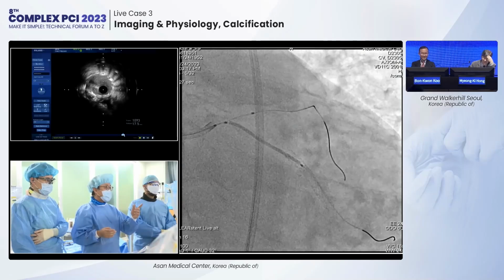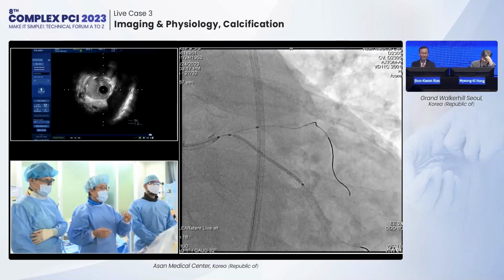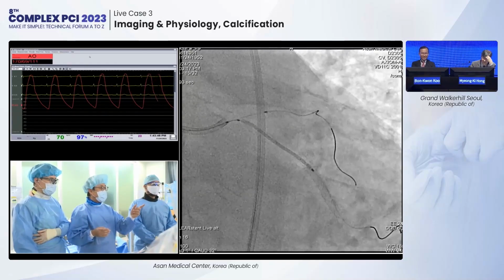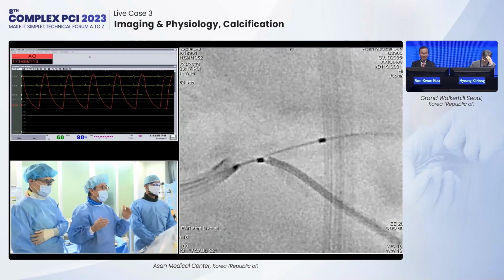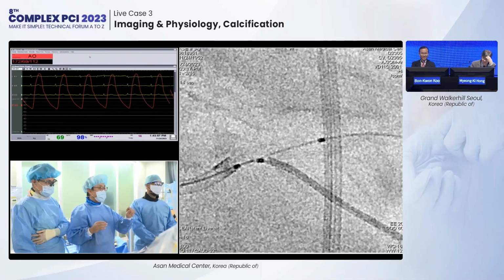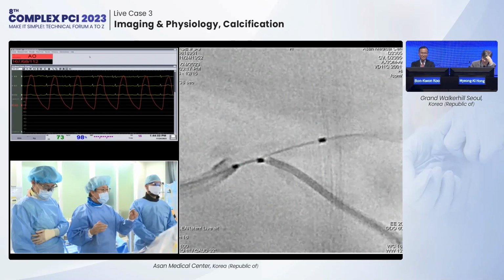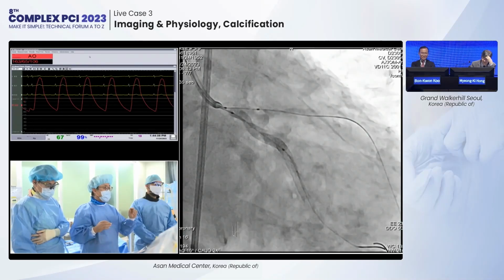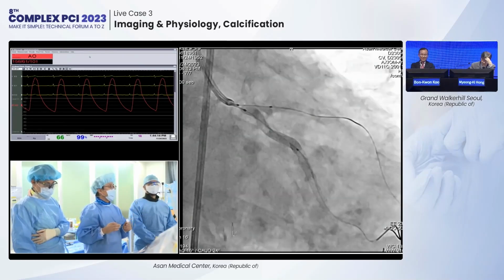For the first distal circumflex, we put the Resolute 26 and 3.0, and the proximal part is a 3.5 Resolute, and we try to match the ostium. Next is the NC balloon in the left main part. We place the 3.5 NC balloon, and at this moment we try to exactly match the ostium of the circumflex, the ostium of the stent. This is the minimal crush technique. Then we inflated the 3.5 Resolute stent.